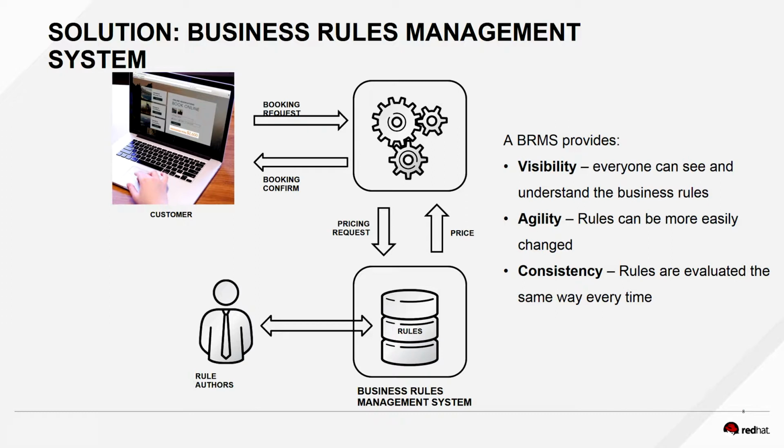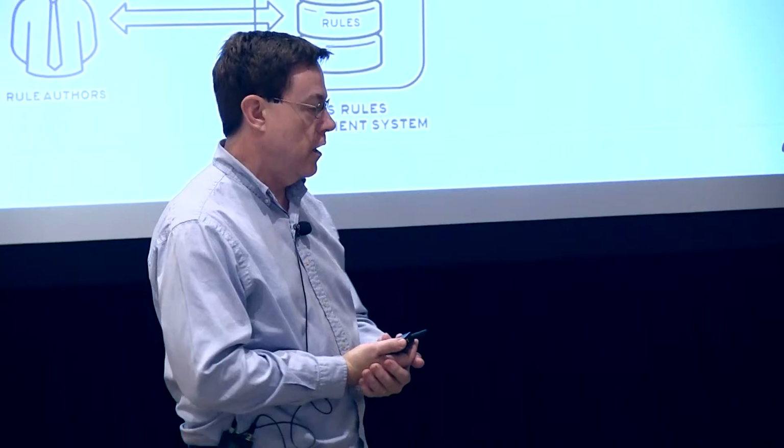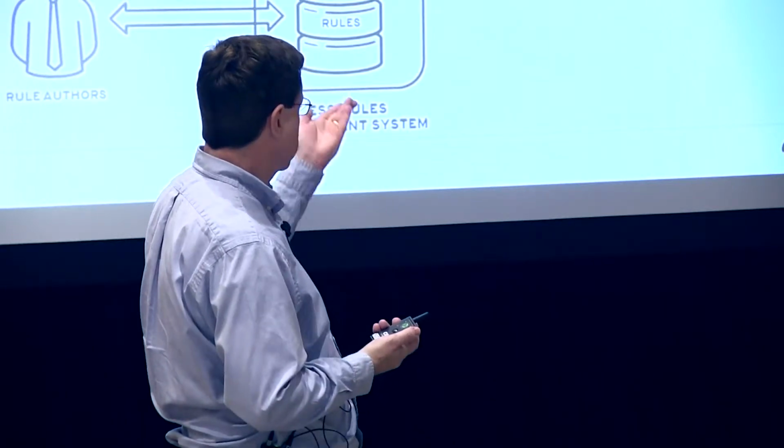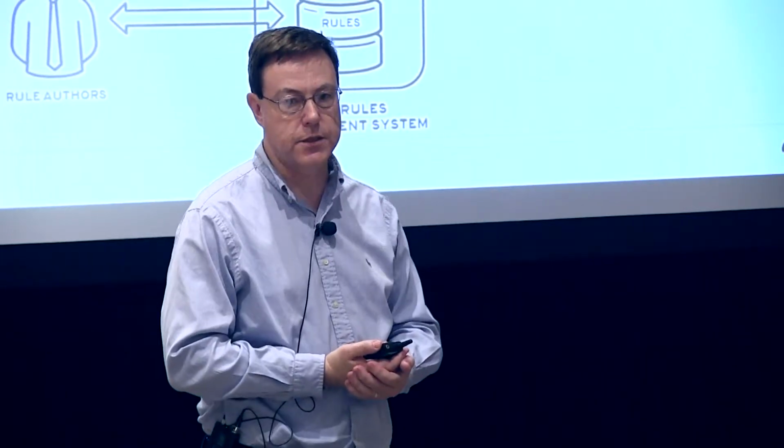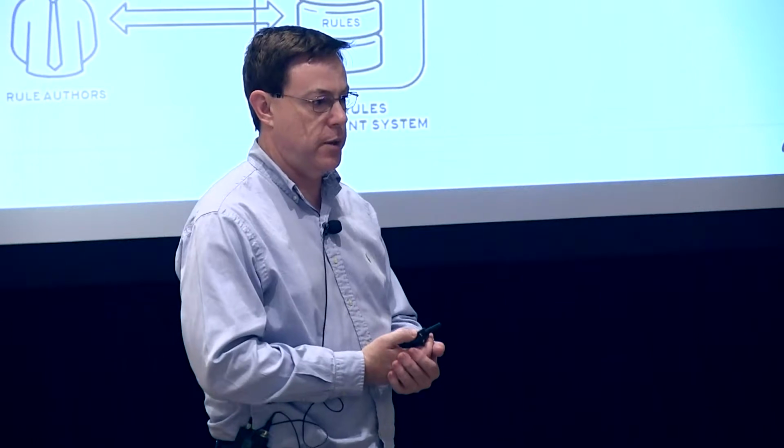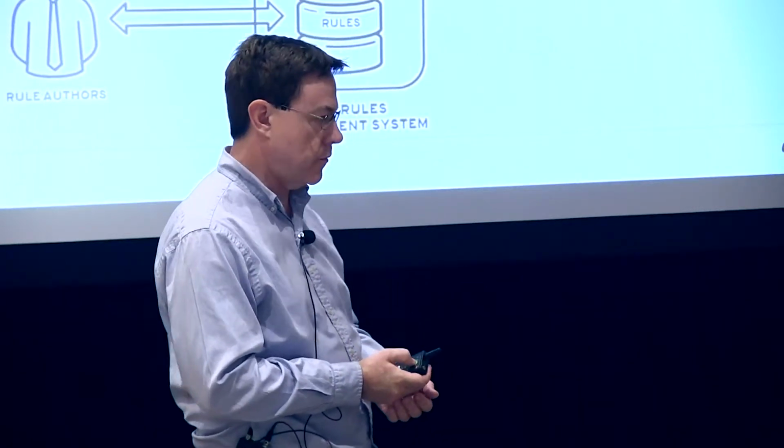When we want to bring out a new promotion, for example, we just create the rules for those, put them in the repository, and now the BRMS will make a different decision with the same data. And then consistency, we know that we're always going to make consistent decisions based on those rules. We're not relying on people's interpretation of the rules.